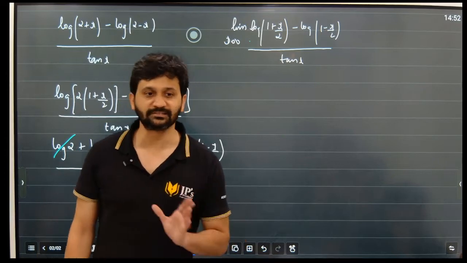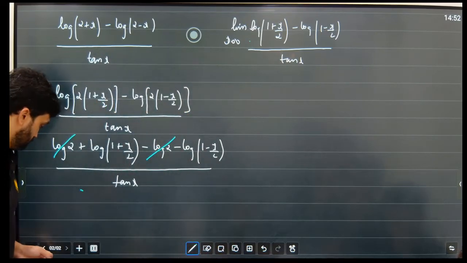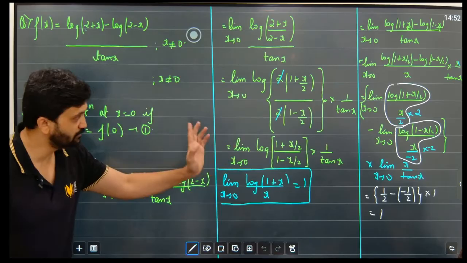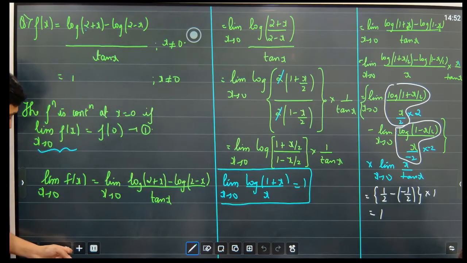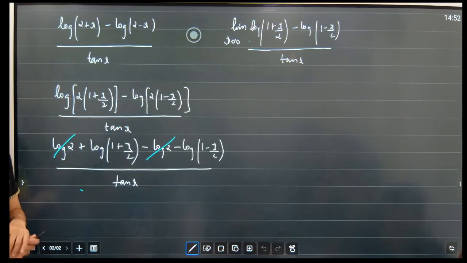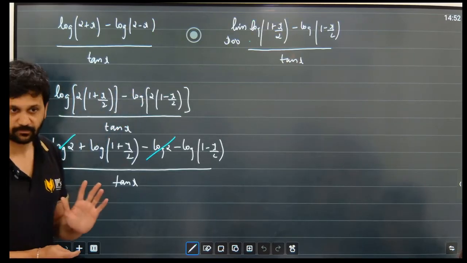So you need to understand that I can write it together and solve it, or from this point onwards I can directly take the term common. Has everybody understood this? Anybody has any doubts?